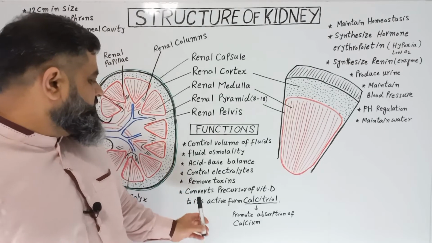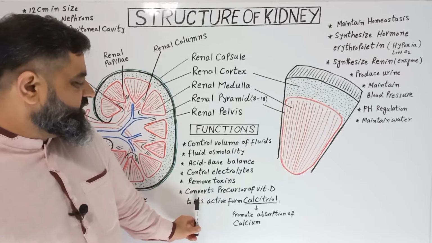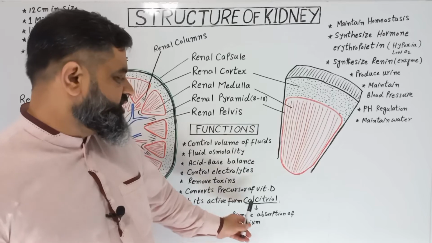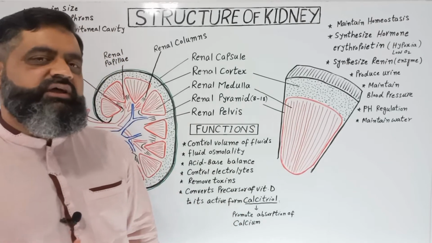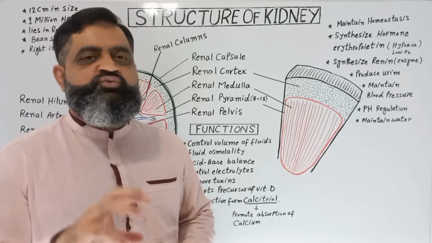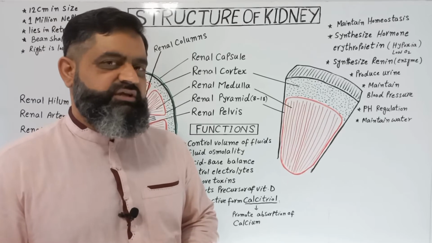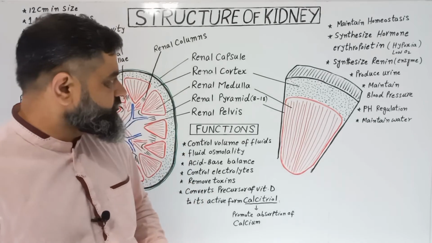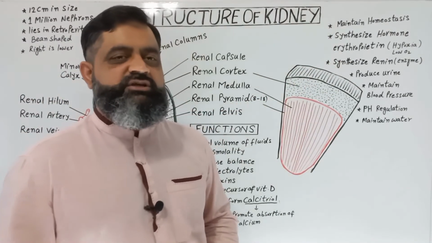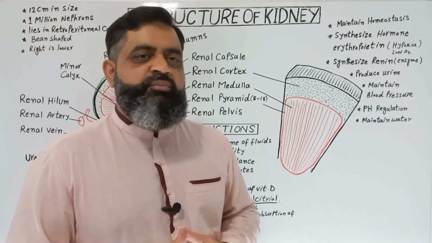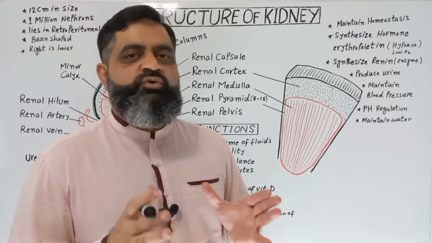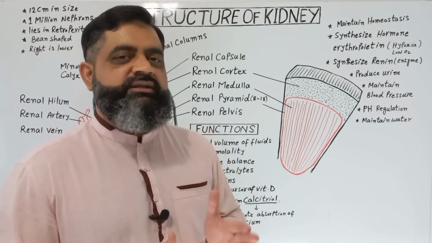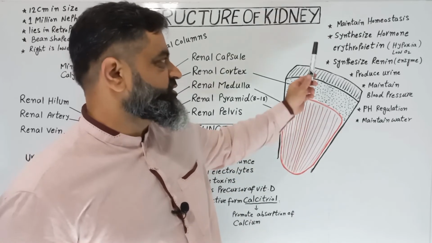The kidney also has a very important function: it converts the precursor of vitamin D into the active form of vitamin D, which is known as calcitriol. Calcitriol helps to absorb calcium from the small intestine, which is very essential for the strengthening of muscles and bones. It also maintains homeostasis. Homeostasis is a very important function of the body, in which osmoregulation is the most important one, and the kidney helps to maintain osmoregulation and thus helps in homeostasis.